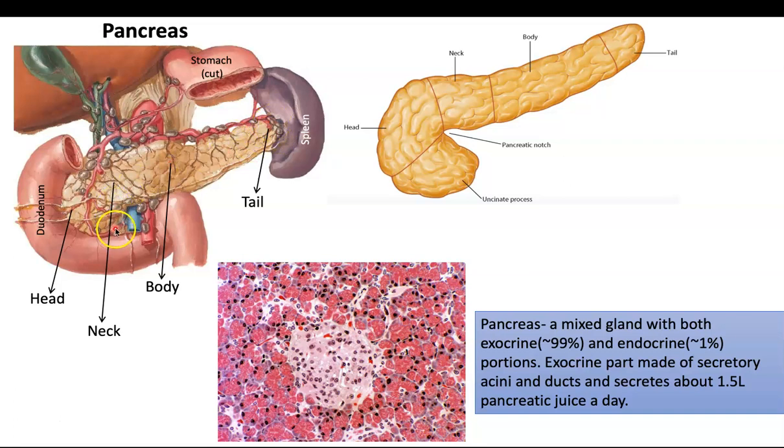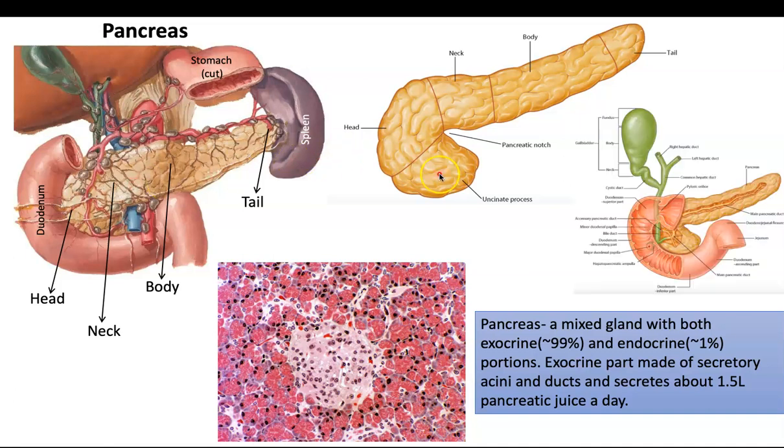And look at the uncinate process that lies posterior to the superior mesenteric vessels, and the neck of the pancreas lies anterior to the superior mesenteric vessels, because you cannot see the superior mesenteric vessels because the neck of the gallbladder lies over them. Okay, so that is the relation of pancreas with the superior mesenteric vessels.